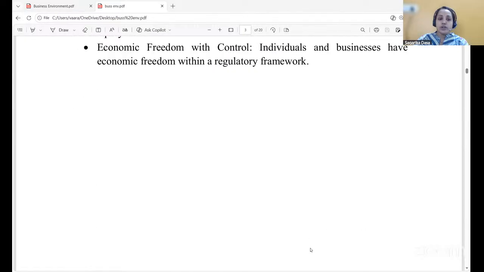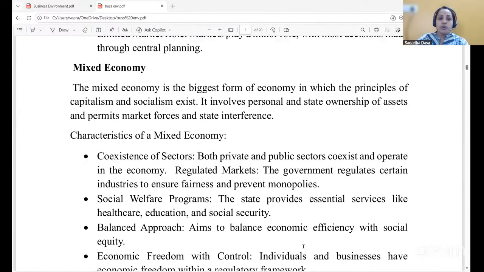So mostly a mixed economy is a combination of both socialist as well as capitalist economy. In a few sectors we can see private people taking over, and in a few sectors we can see complete control is in the hands of the government.